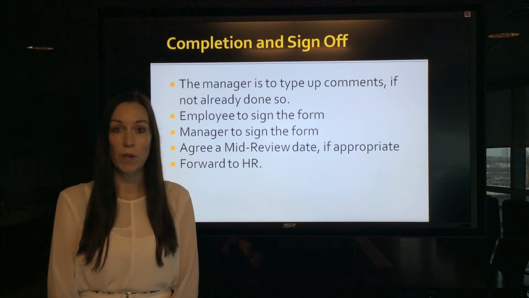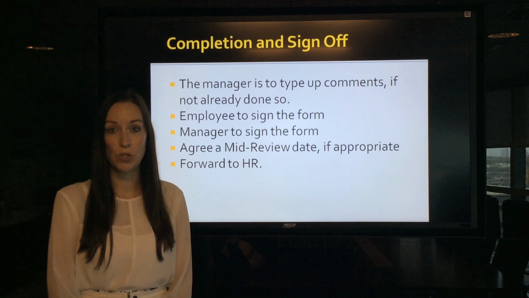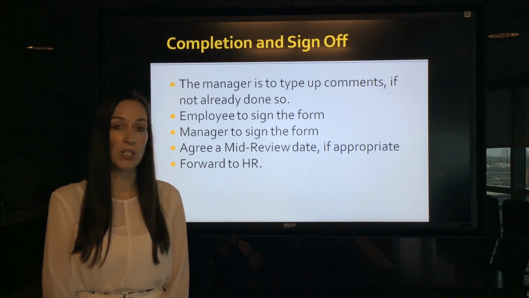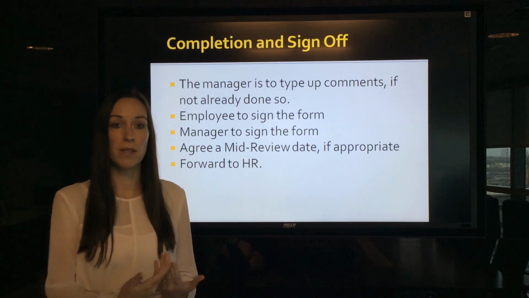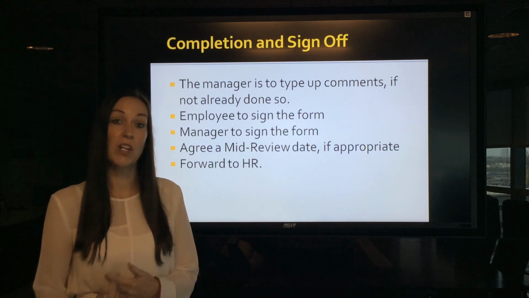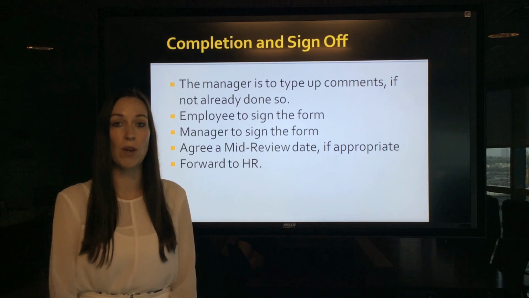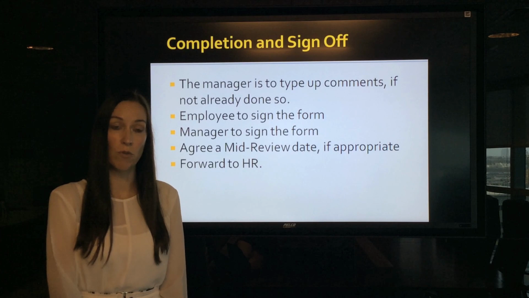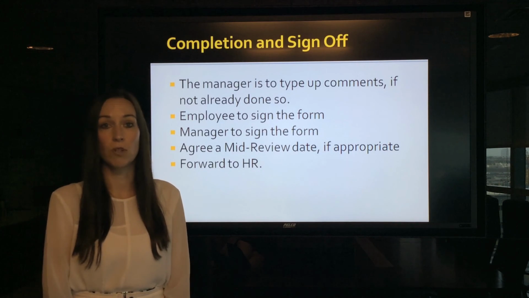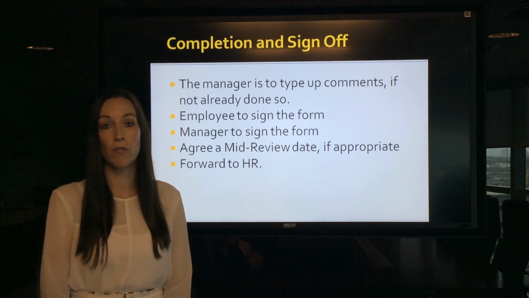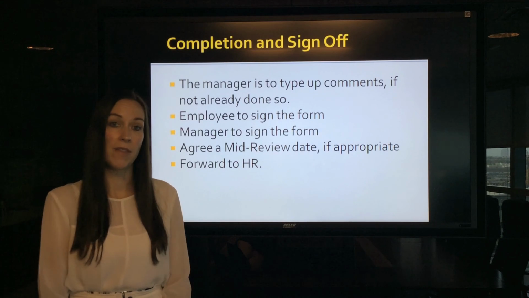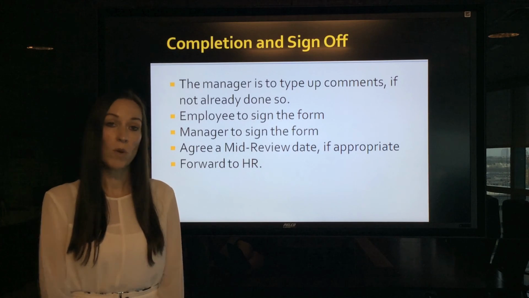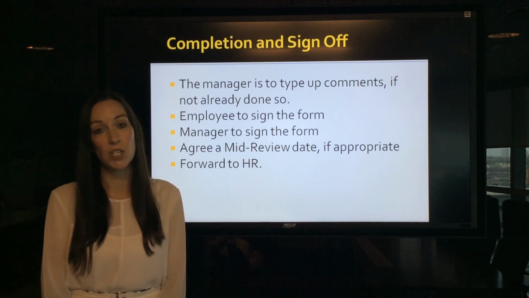Finally, we're at the end of the form, and this is the section where we need to ensure that it is completed and signed off by all parties. So before that happens, the manager needs to ensure that everything is typed up, the employees' comments are in place, the manager's comments are in place, anything extra that's come out of the review meeting. The employee is asked to sign the form off. The manager is required to sign the form off. They've agreed on their overall performance score, and then we assess whether or not there is a mid-year review that needs to take place. Once that's done, the forms are then sent to HR.